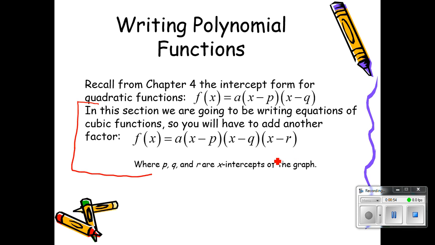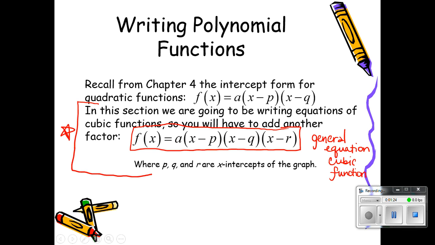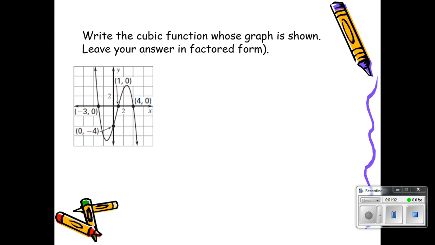Okay, so what you need to know is you need to write this down: this is the general equation for a cubic function when we're trying to find the equation. We're going to use this to help us get the equation where we want it to be. And remember, p, q, and r are the x-intercepts of our graph. All right, so let's go ahead and try one.